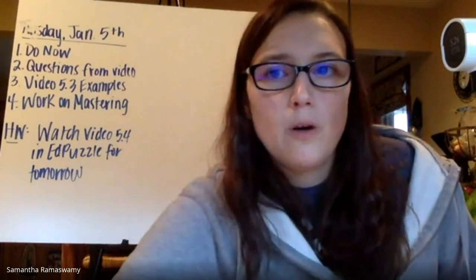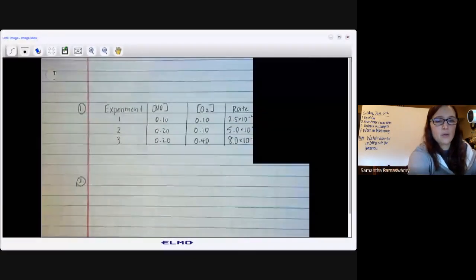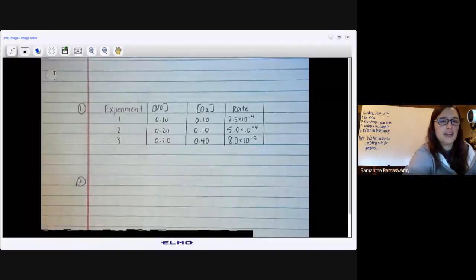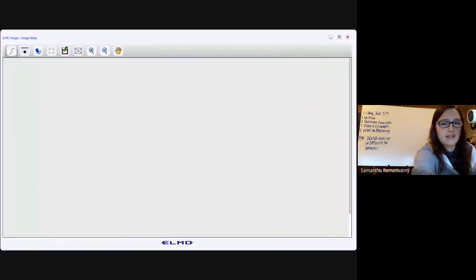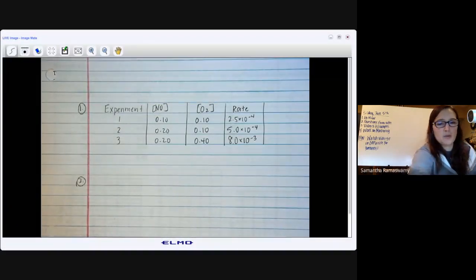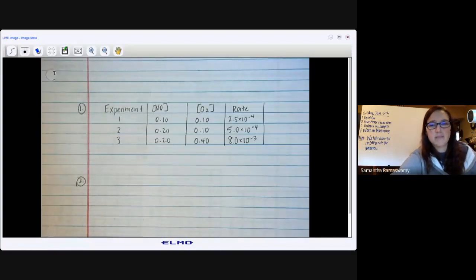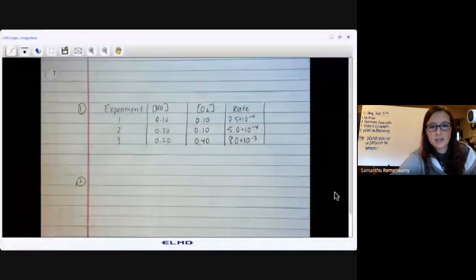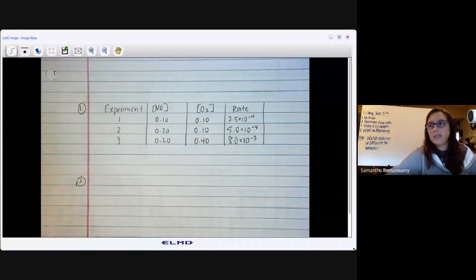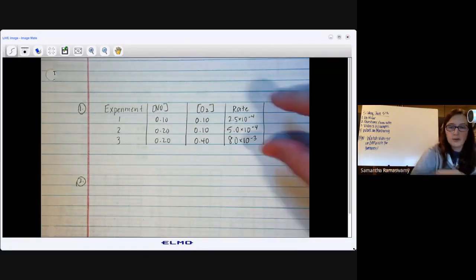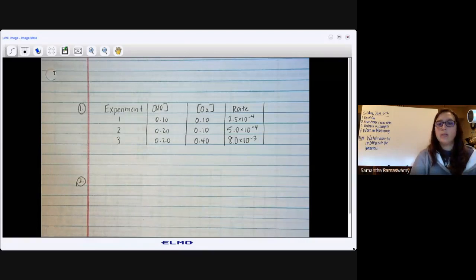All right, so for the do now, number one says the initial rate data in the table was obtained for the reaction, and it says that there was a reaction represented below, but it doesn't actually matter what the reaction is, because remember that you don't need a balanced equation in order to figure out the rate law. You just need the data. So based on this data, and I wrote it on a piece of paper so that we can work through it, I just want to know what the rate law is.